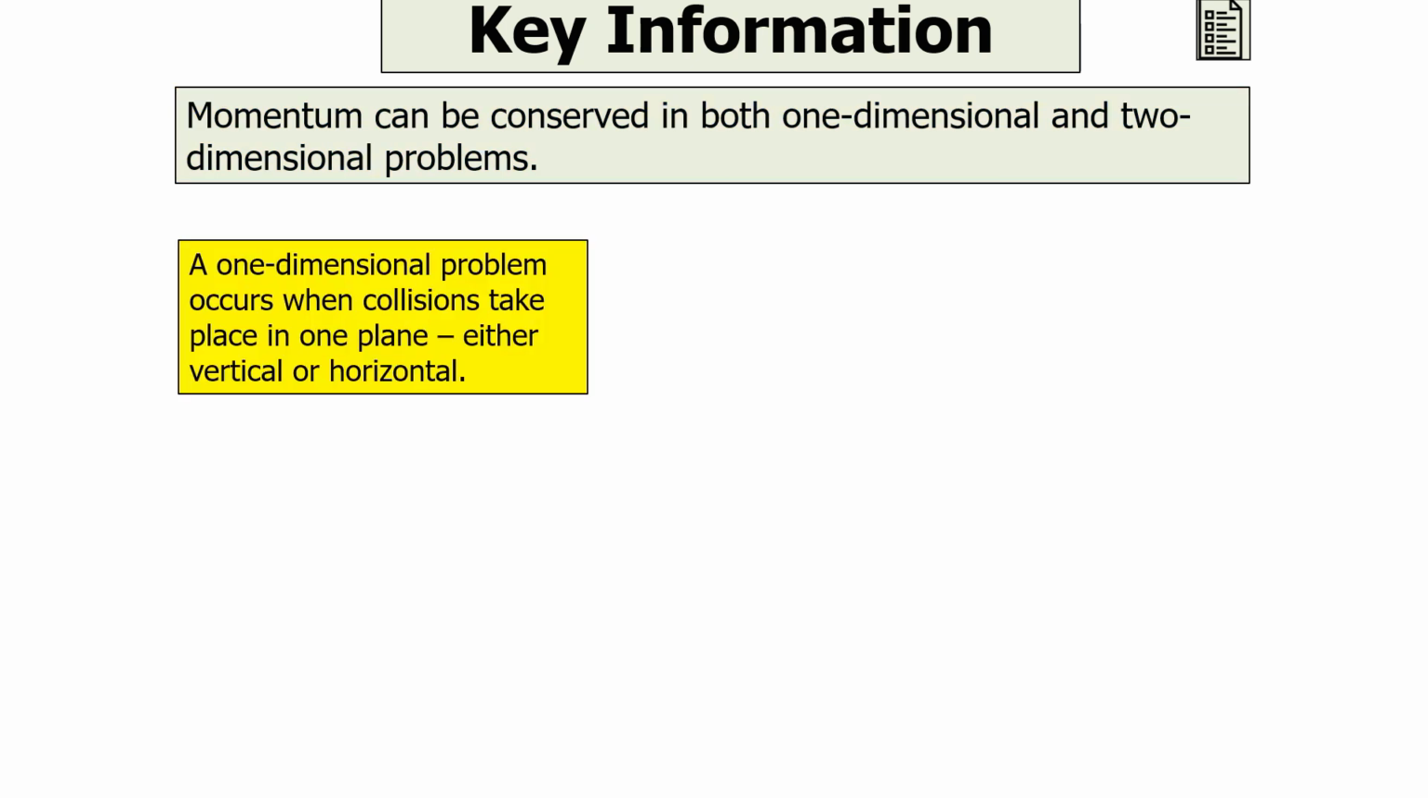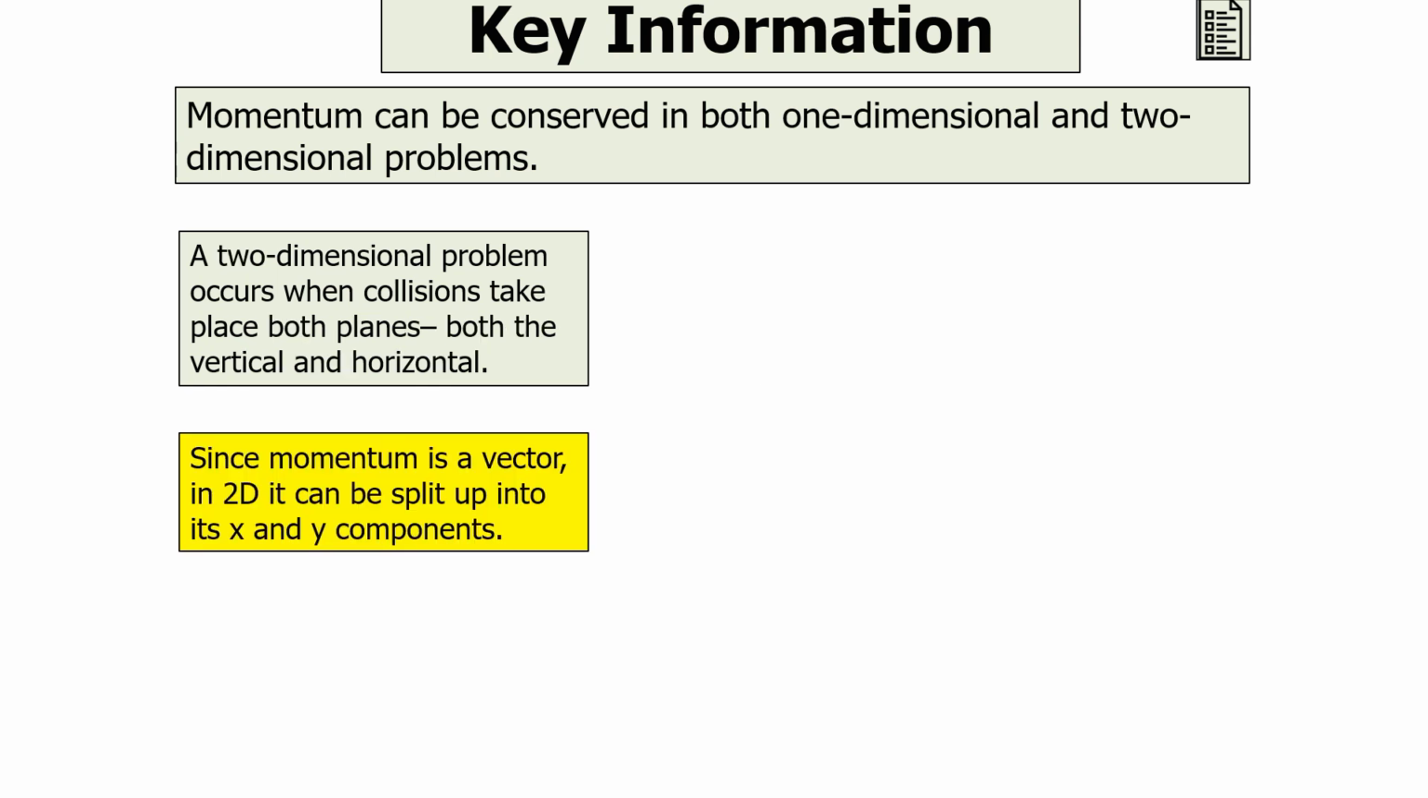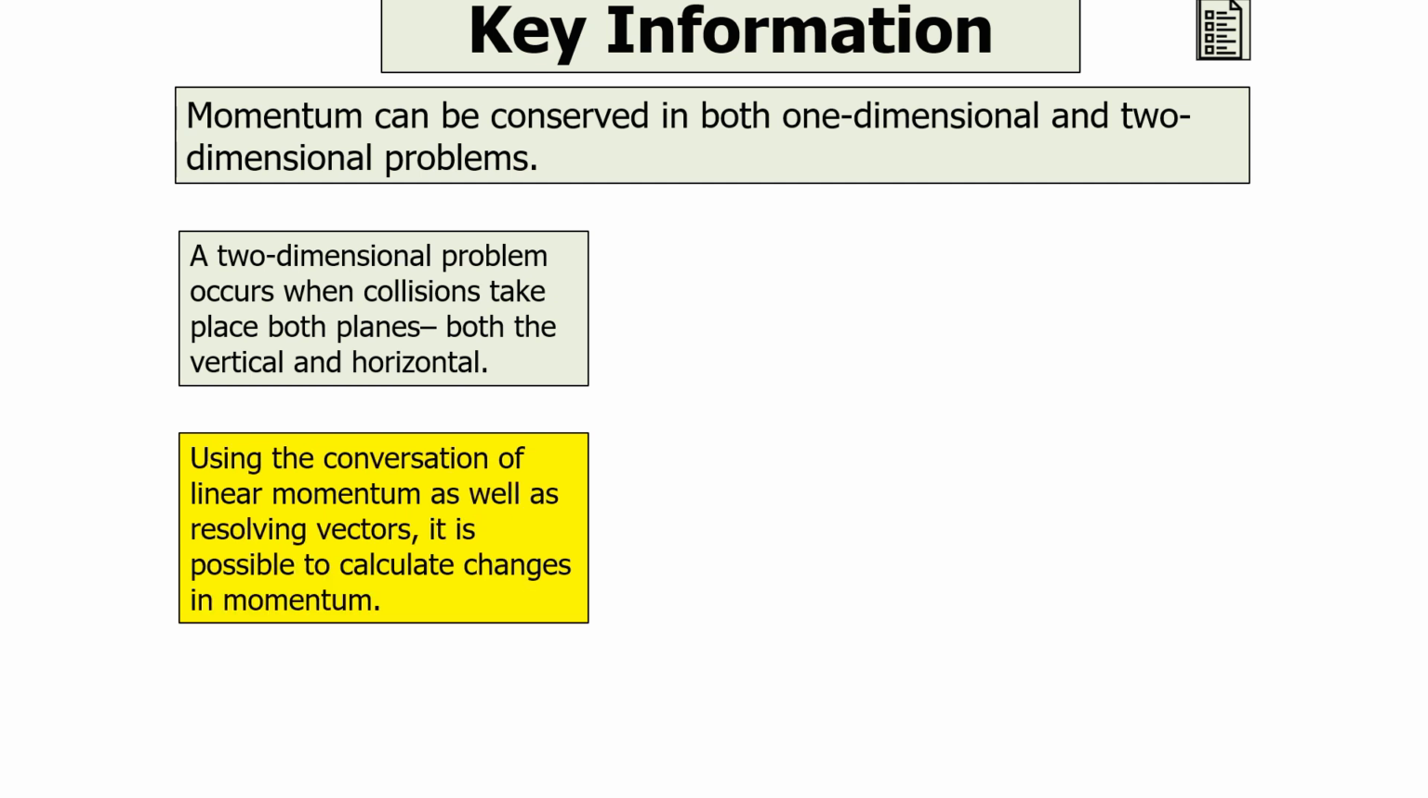Now, momentum can be conserved in both one-dimensional and two-dimensional problems. A one-dimensional problem occurs when collisions take place in one plane, either the vertical or the horizontal. A two-dimensional problem occurs when collisions take place in both planes, both the horizontal and the vertical. Now, since momentum is a vector, in 2D it can be split up into its x and y components. So in collisions and interactions, the linear momentum is conserved in all directions. So using the conservation of linear momentum as well as resolving vectors, it's possible to calculate changes in momentum.